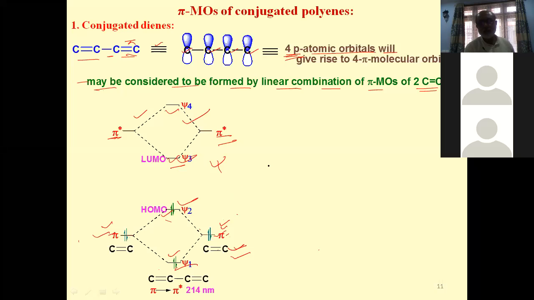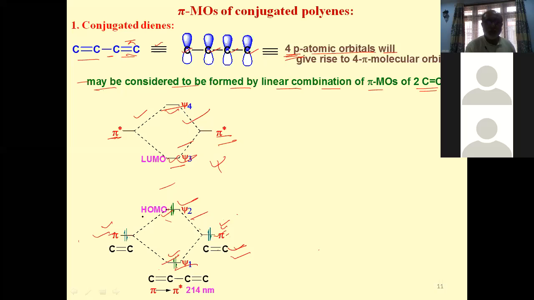And now electrons will be occupied according to the Aufbau principle. The lowest energy orbital will get the first 2 electrons, the next one will have 2 electrons. Psi 2 will have 2 electrons. And psi 3 and psi 4 will not have any electrons.